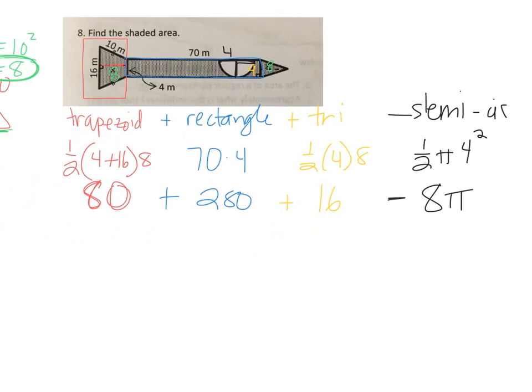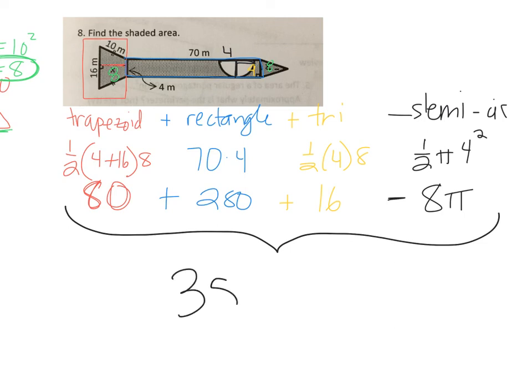So if I take all these and I add them together and I subtract my 8 pi, I get as a decimal 350.87 square meters.